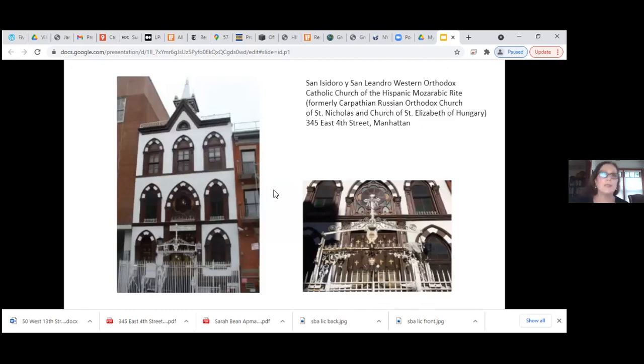So now I'm going to go into some RFEs that I've submitted or I've had a hand in. The first one I'm going to look at is San Isidoro y San Leandro Western Orthodox Catholic Church.